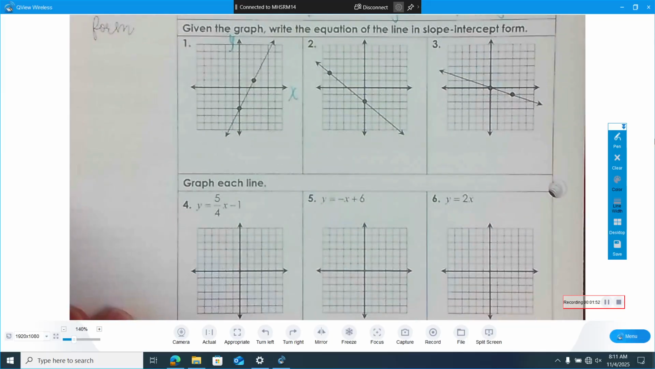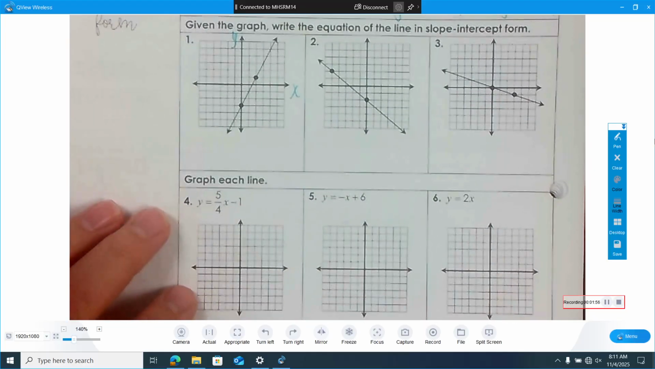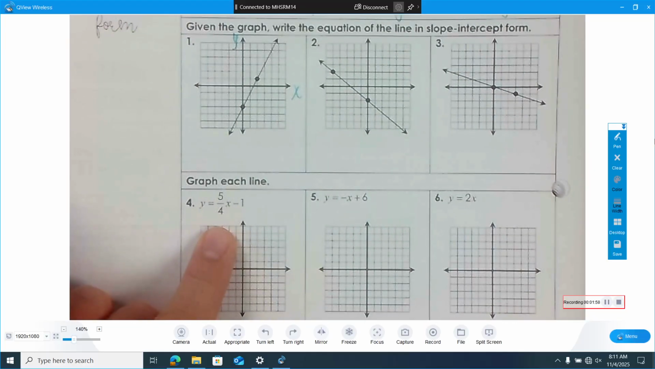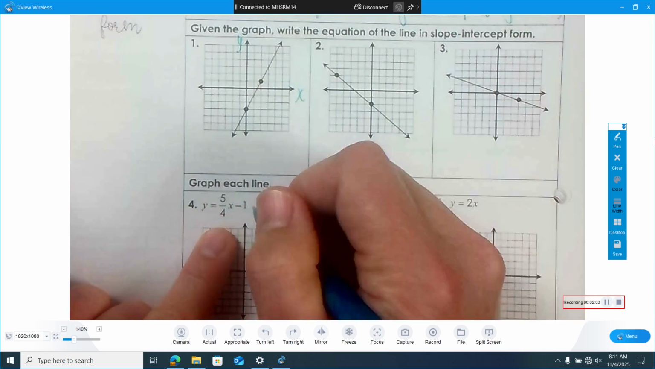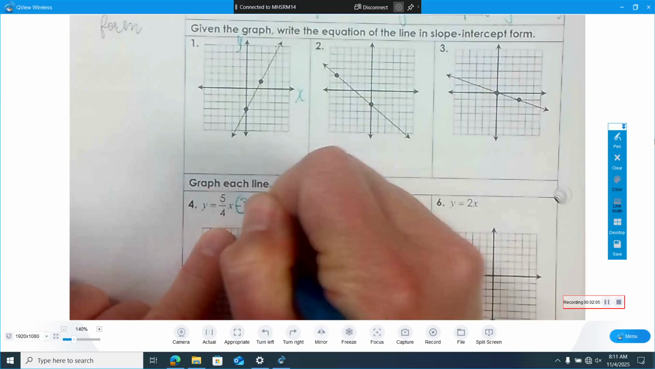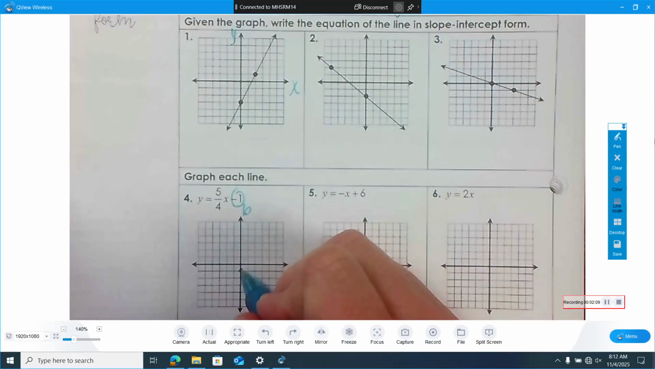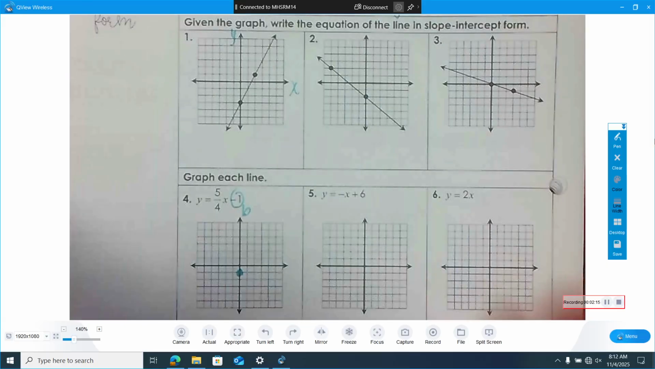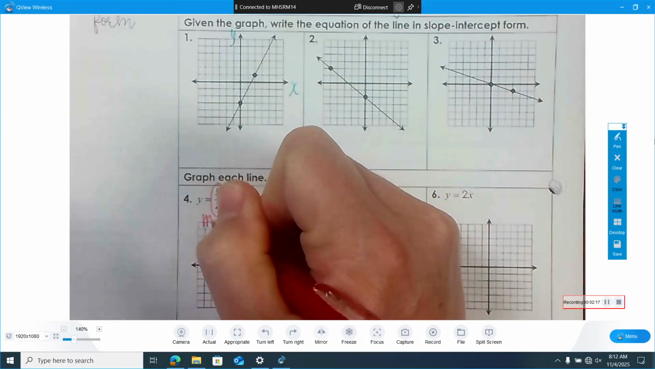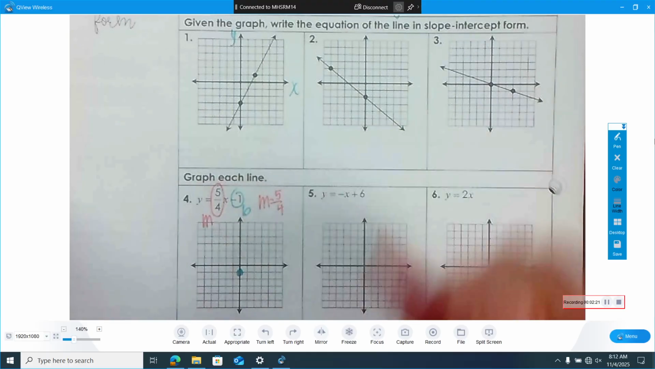Let's go ahead and start with number 4, and then we'll go backwards to 1, 2, and 3. We want to graph each line. Is it in slope-intercept form? Yes. And so what's the B? -1. B is -1. The y-intercept is -1, so we're going to put a nice big dot at -1 on the y-axis. And then we have a slope of what? 5/4. That is our slope.